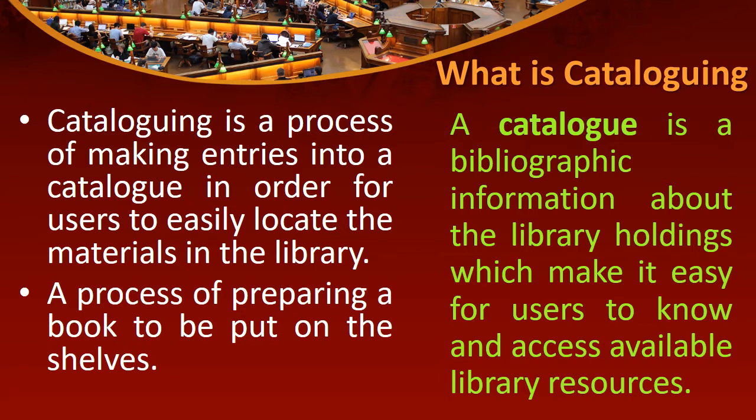Cataloging is a process of making entry into a catalog in order for users to easily locate the materials in the library. It is a process of preparing a book to be put on the shelf. While catalog is bibliographic information about the library holdings which makes it easy for users to know and access available library resources. Cataloging is a process of making such a catalog, that means inputting bibliographic information on a catalog. That is what cataloging is.